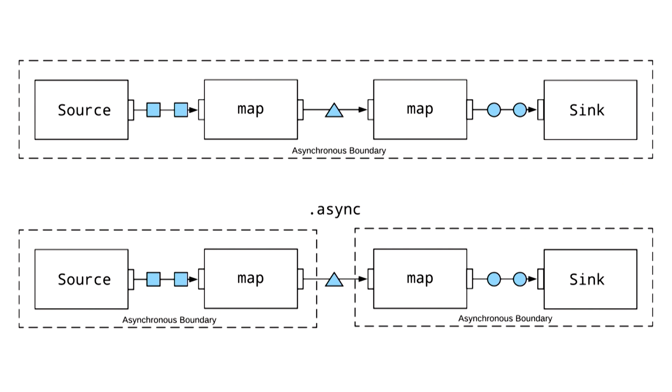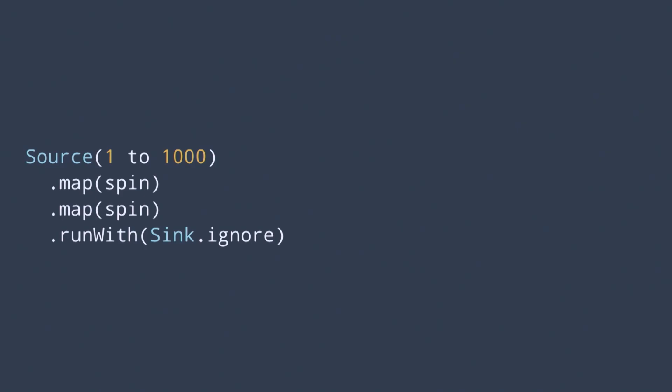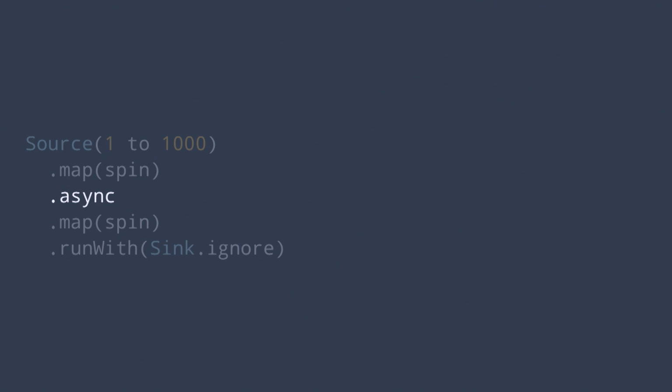And the stream will be executed in 2 actors now with message passing across that asynchronous boundary. And what this looks like in code is instead of having the adjacent map stages, they are separated with the asynchronous boundary with the async operator. And this stream will execute twice as fast now, just because it can execute those 2 stages in parallel.